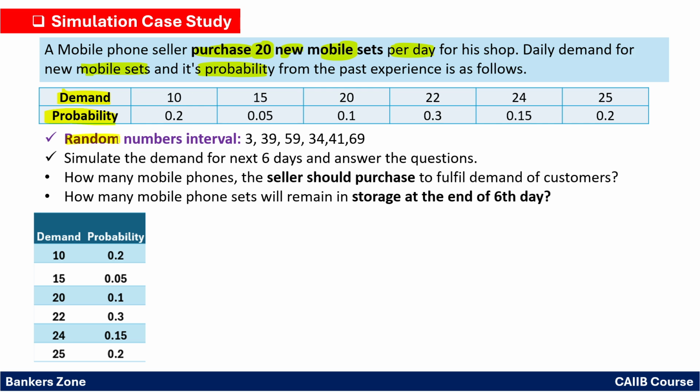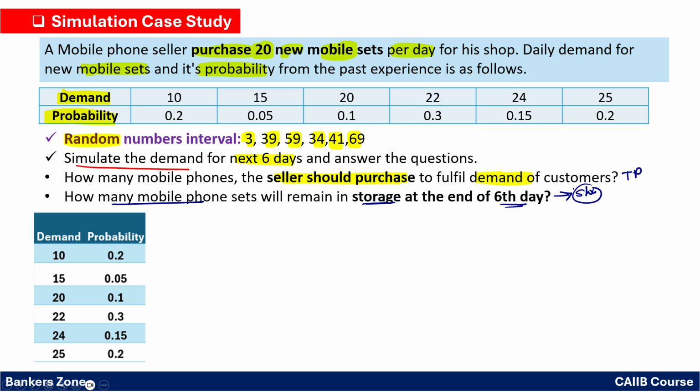Now, random numbers they have provided: 3, 39, 59, 34, 41 and 69. Now they are asking to simulate the demand for the next 6 days. So for the next 6 days we have to find the demand and answer the following questions. First question, how many mobile phones should the seller purchase to fulfill the demand of the customers? So they are asking the total number of purchases. Next, how many mobile phones will remain in the store at the end of the 6 days? So at the end of the 6 days, what is the stock they are having? Right? So these are the questions.